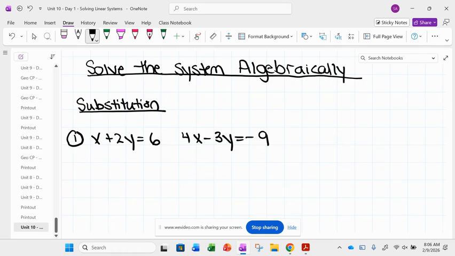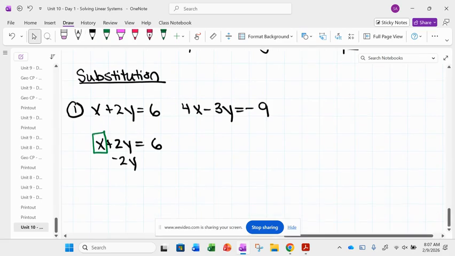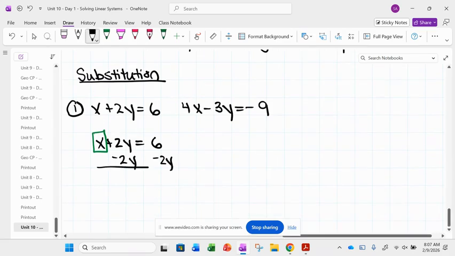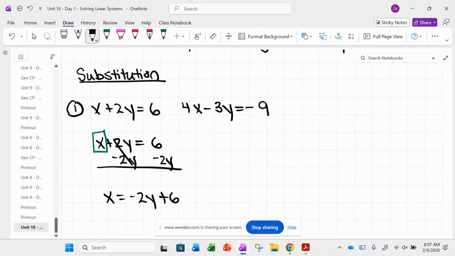And the reason this is going to be the easiest one to manipulate to get x by itself is because I won't have to divide anything, which means I'm not subbing in any fractions. And that's why it's easier. So I'm going to solve for x. So I keep x by itself. I'm going to rewrite this. And to get x by itself, I'm going to subtract the 2y on both sides. So now I have x is equal to -2y plus 6.